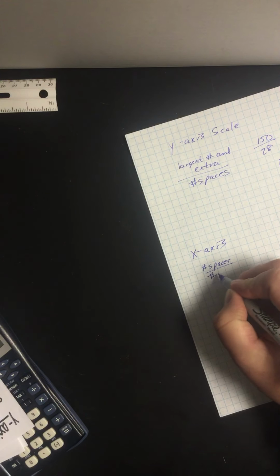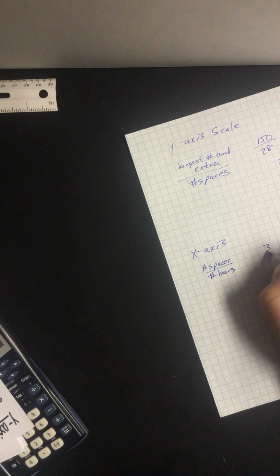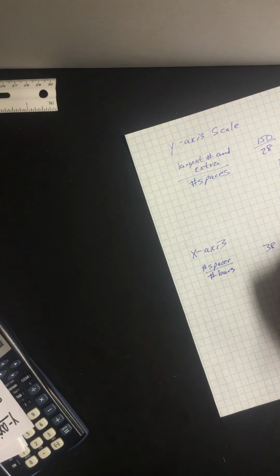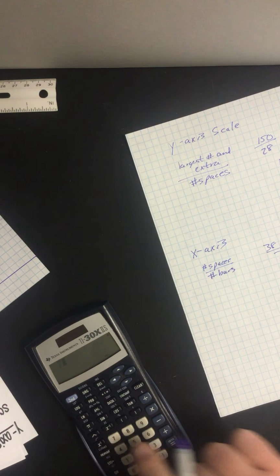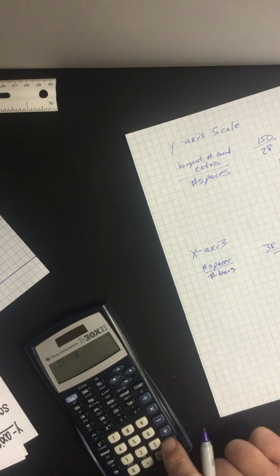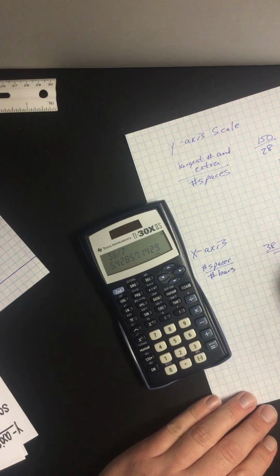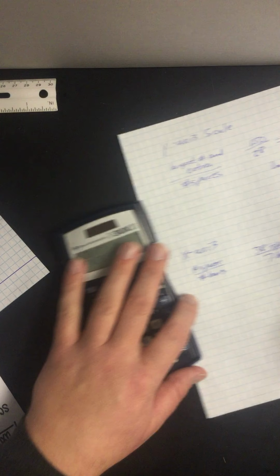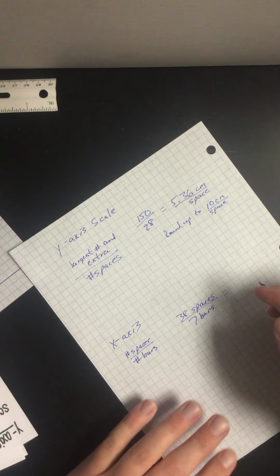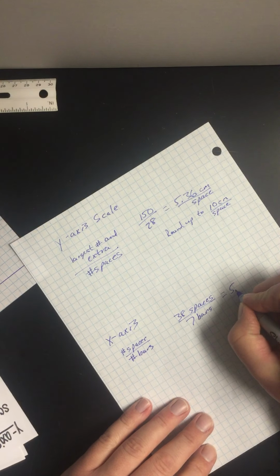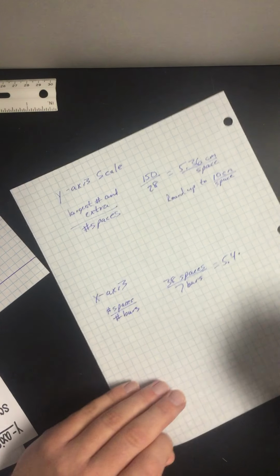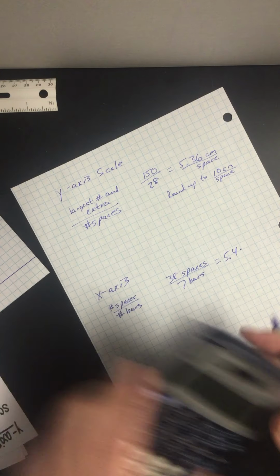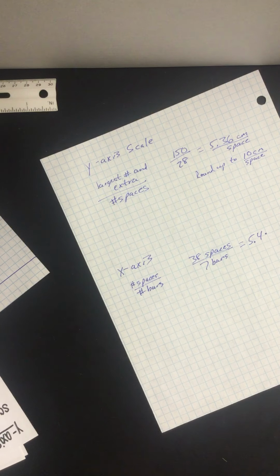So we're going to take the number of spaces divided by the number of bars. So I have 38 spaces divided by 7 bars. All right, 38 divided by 7, and that gets us, is this even on the sheet? I gotta make sure it's on there. 5.4 spaces for every bar, okay? 5.4 spaces for every single bar.